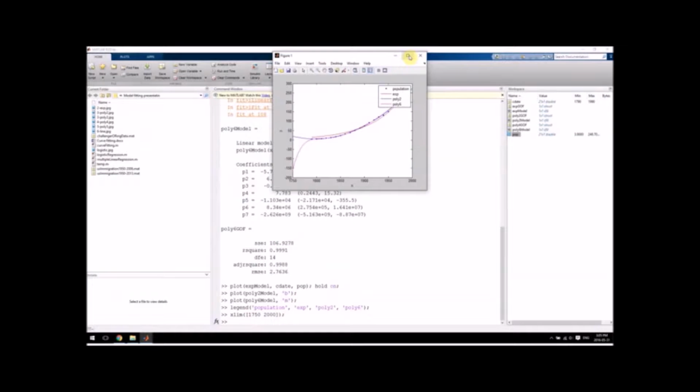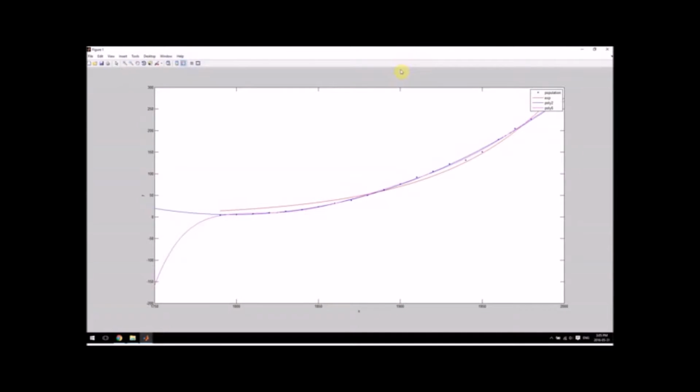Okay, so here's the three models that we've fit to our data. Let's make this bigger. So the red line is the exponential model, the blue line is the second order polynomial, and the pink line is the sixth order polynomial. So we've just fit these three different models to our population and census data. Now the question is, which one is the best? Which one should we actually use?